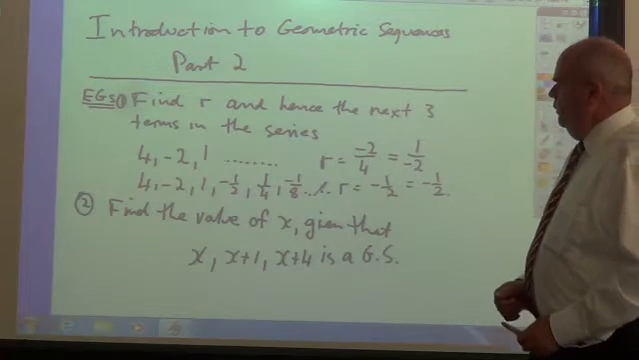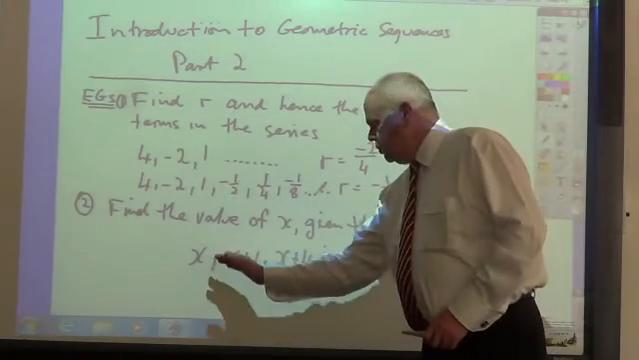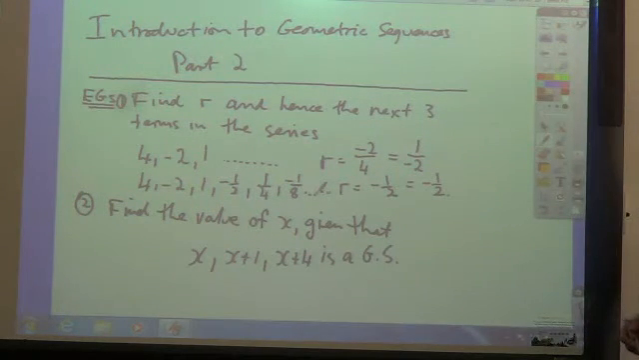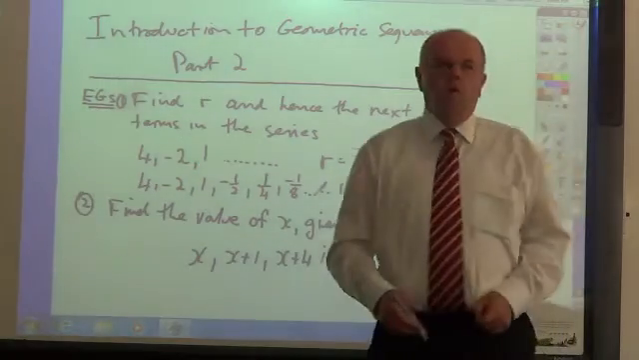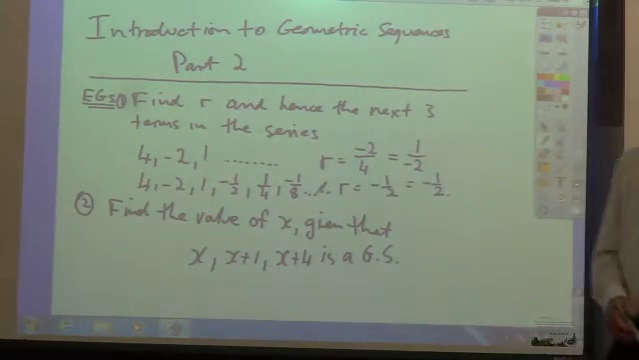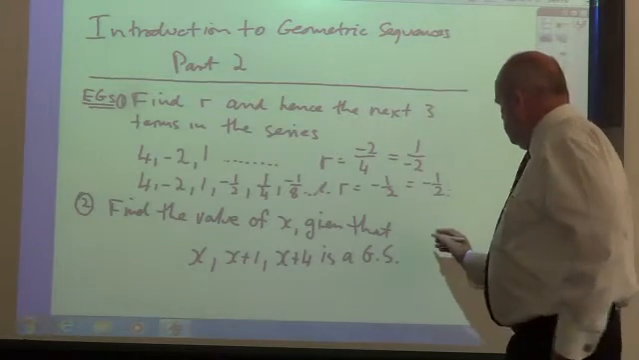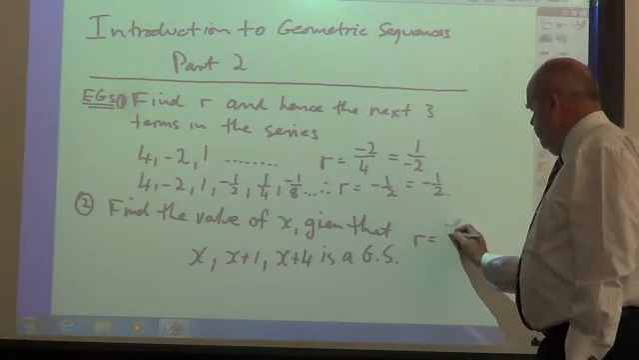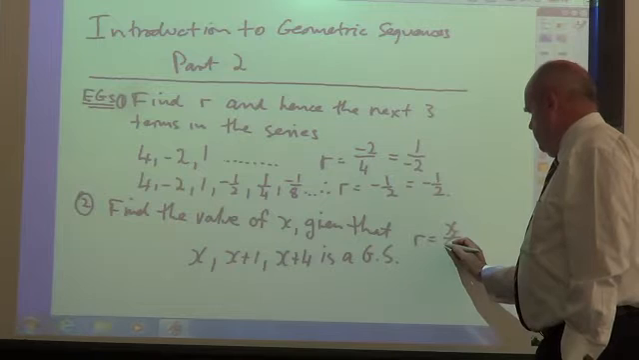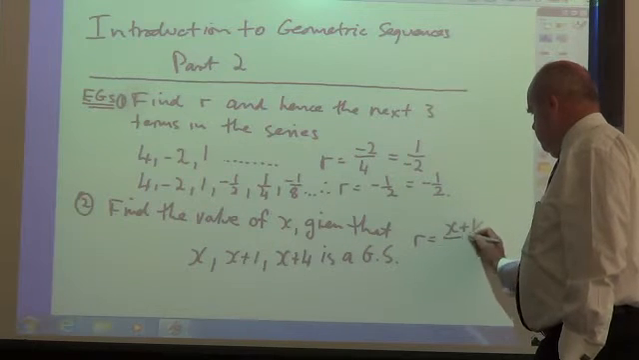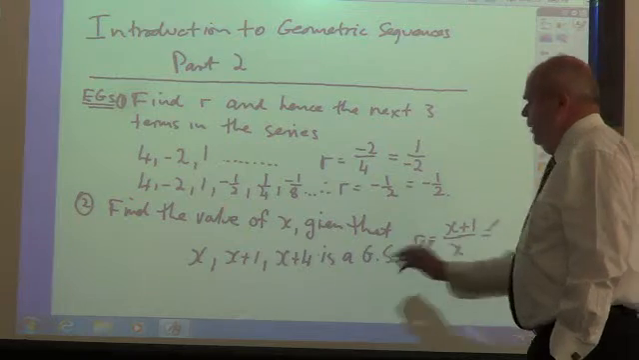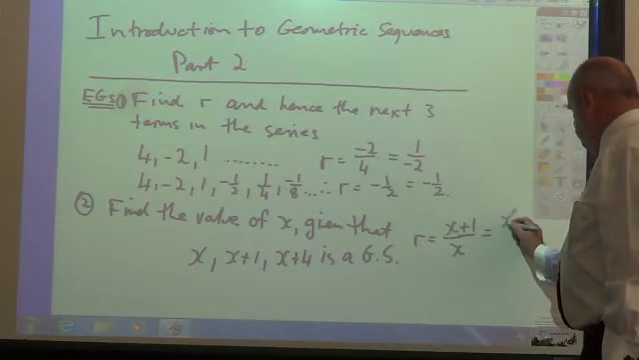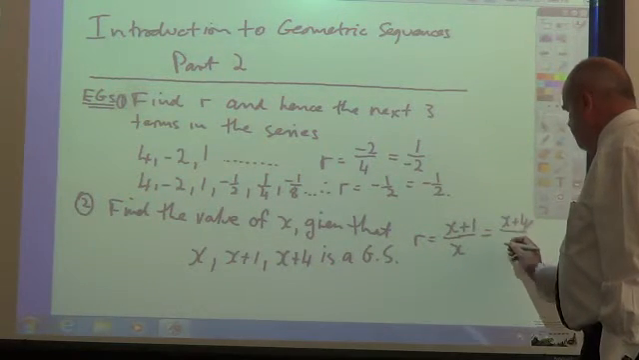Here's a second problem. Find the value of x given that x, x plus 1, x plus 4 is a geometric sequence. Well, you might be sitting there thinking, I don't know. But what you do know is this, that the common ratio is given by the second term divided by the first term. So, second term divided by the first term. And that the common ratio is also given by the third term divided by the second term.